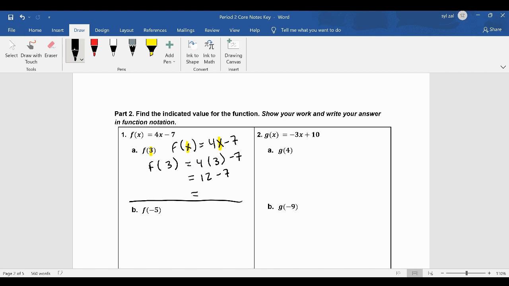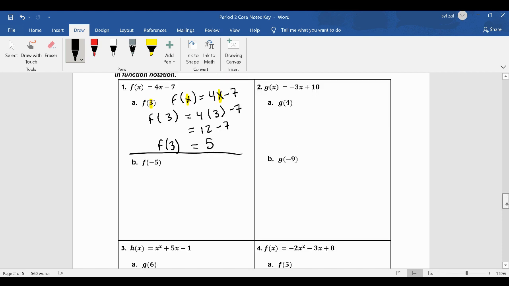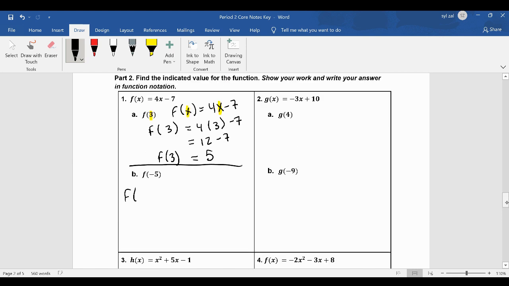So then if our input is 3, our output is 12 minus 7, which is 5. So I put 3 in, I get 5 out. I put negative 5 in, and then you are simplifying that right-hand side, negative 20 minus 7, I get negative 27 out.